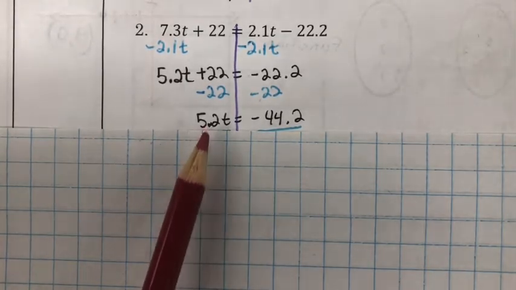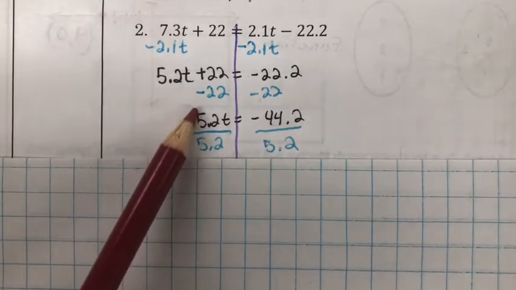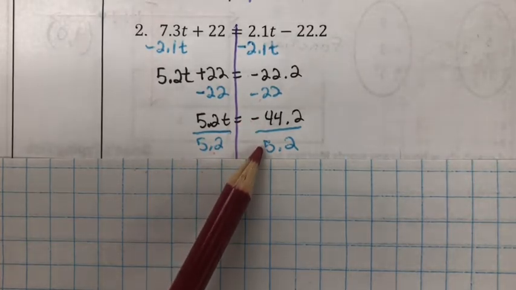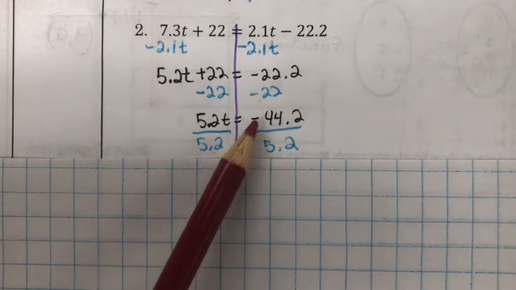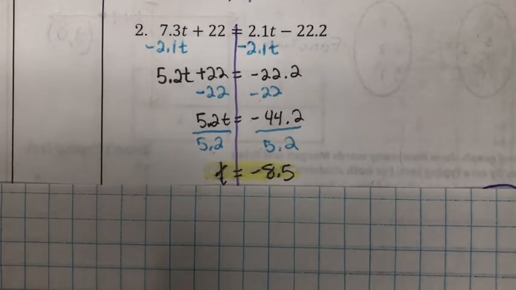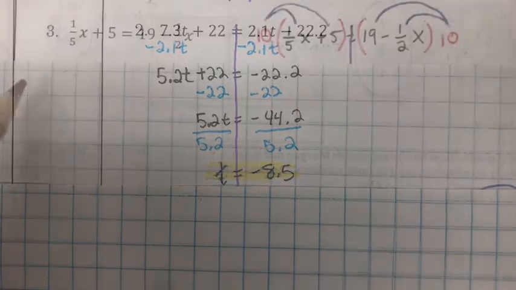Inverse property of multiplication is division. So we divide both sides by 5 2/10, creating a big 1. A negative divided by a positive is going to be a negative. So negative 44 2/10 divided by 5 2/10 is negative 8 5/10.